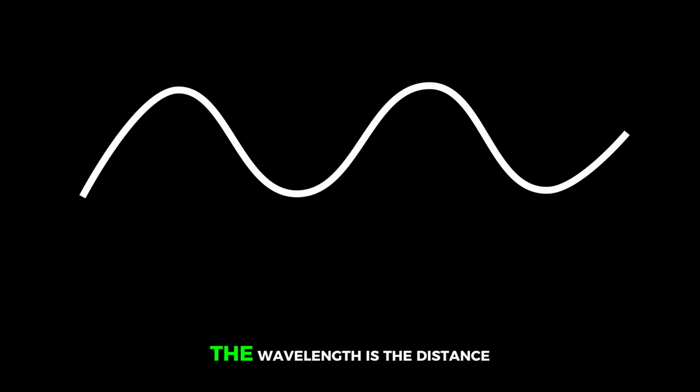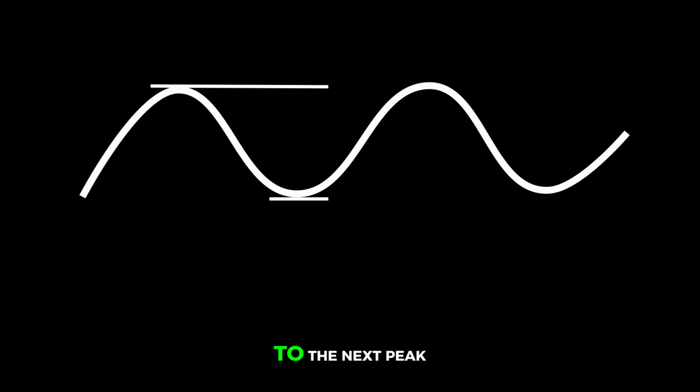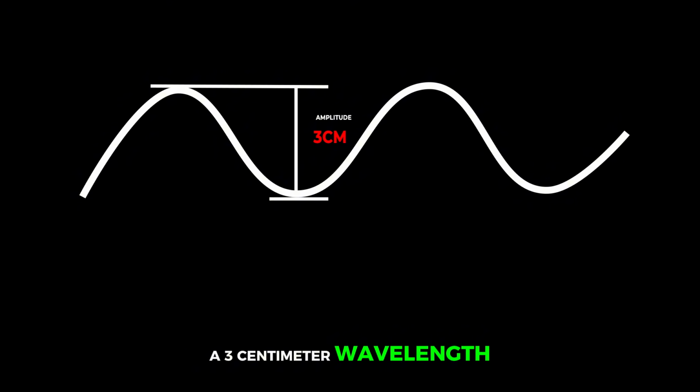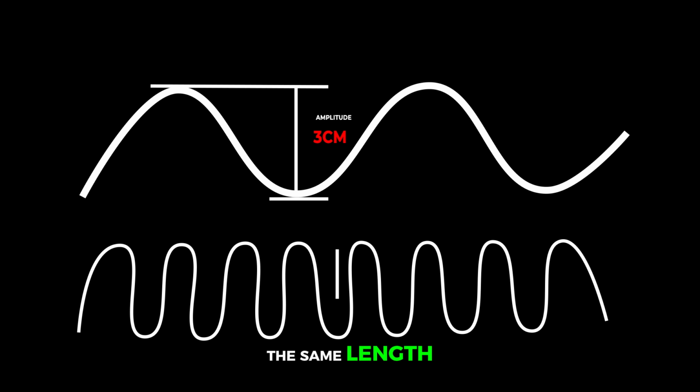Now, let me explain something simple: the difference between wavelength and frequency. Let's draw a wave. The wavelength is the distance from one trough to the next peak. This is the wavelength. Frequency, on the other hand, is how many of those waves fit in 1 second.